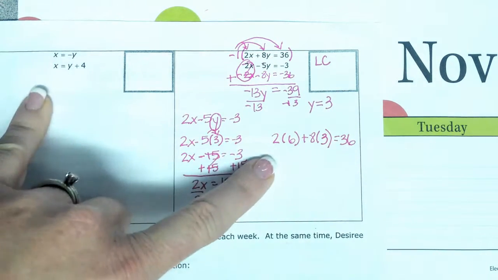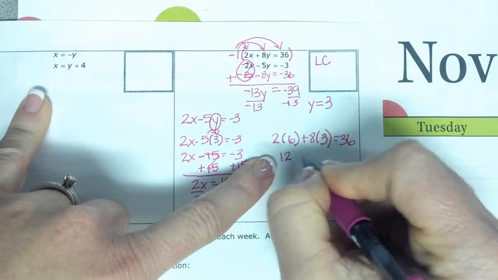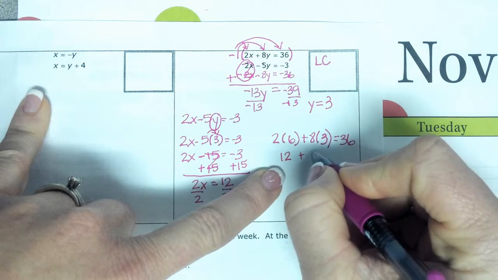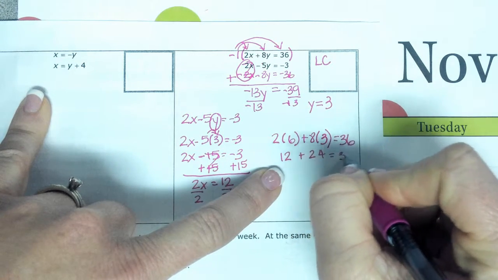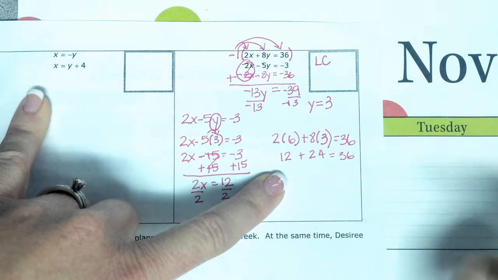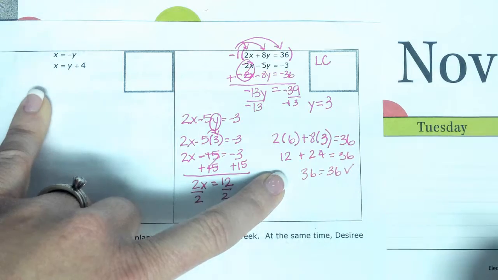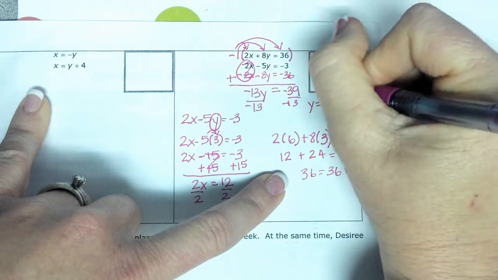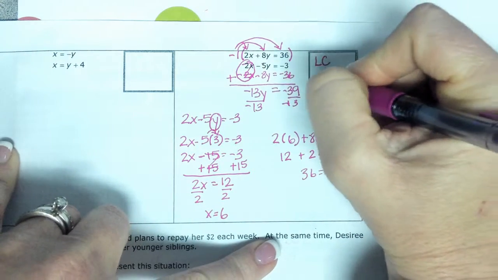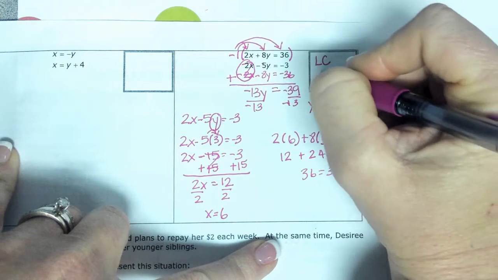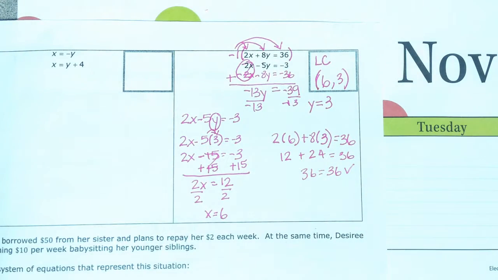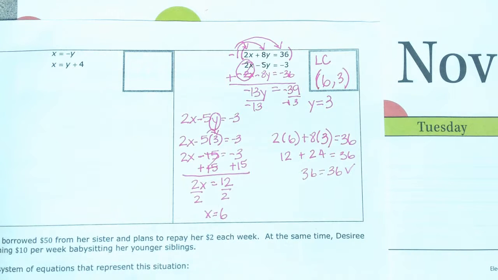So 2 times 6 gives me what? 12 plus 8 times 3, 24. And 12 plus 24 is 36. So we have the correct solution. So our solution is 6, 3. Any questions over that? No?